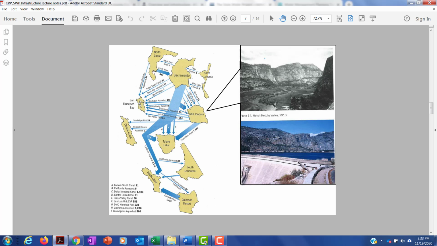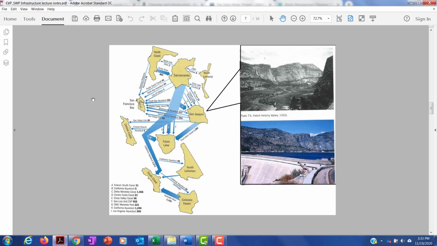You can see the Trinity River taking a little of North Coast water into Lake Shasta, but basically there's not much that leaves the North Coast. And here's the Frank Kern Canal down in Southern California delivering to Tulare Lake. It's just kind of an interesting way to get an idea of all the different water transfers that are going on.